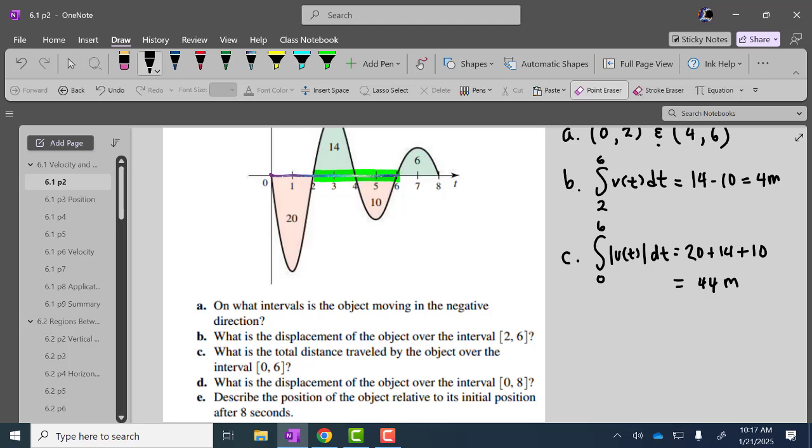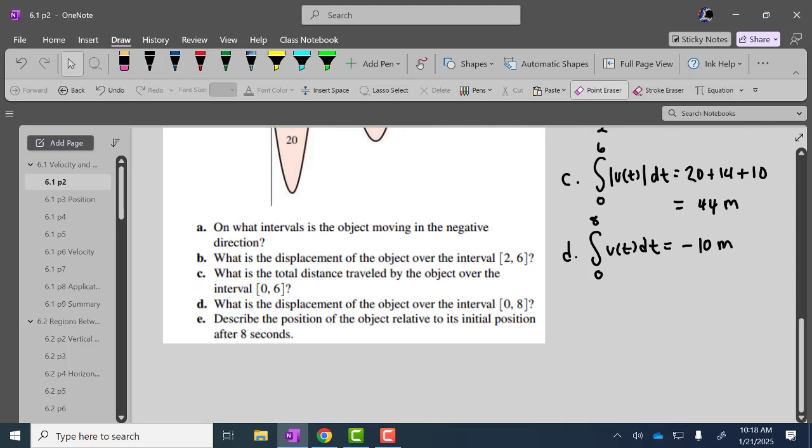Part D, what is the displacement from 0 to 8? So displacement from 0 to 8 is just the integral of velocity. And the effect of just straight up integrating, a definite integral, is upper minus lower. So what are we going to end up with? Negative 10. And this, again, is a measure of meters. I almost said distance. It's not distance, it's displacement, but the units for distance and displacement are both the same, meters.